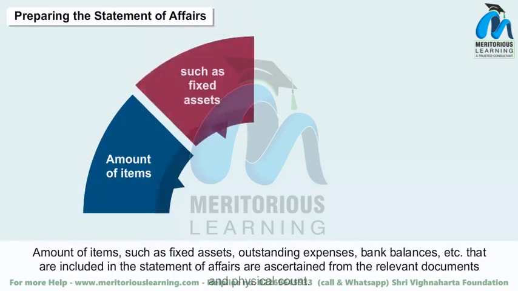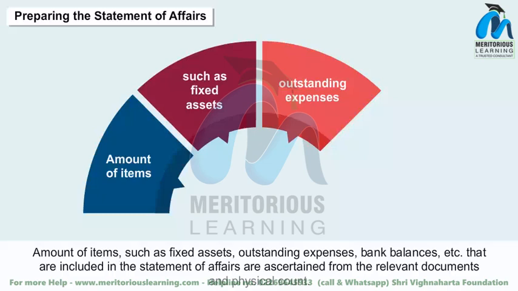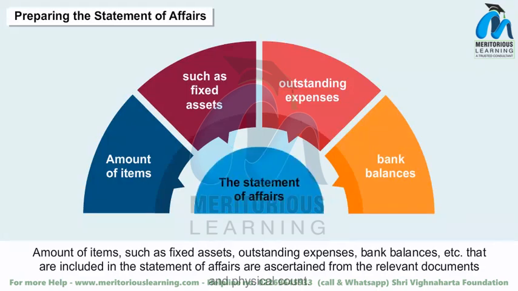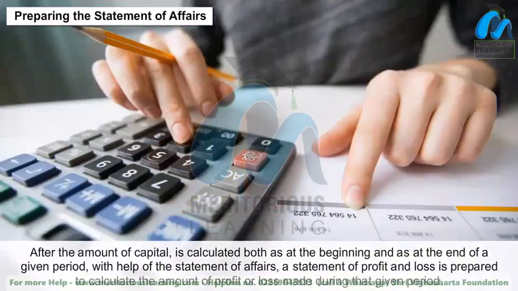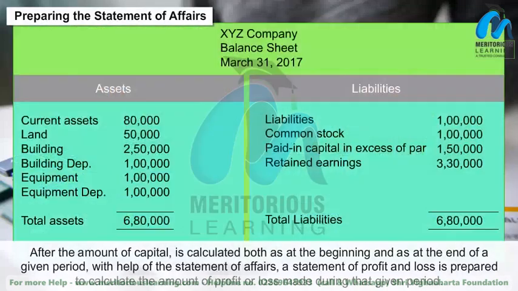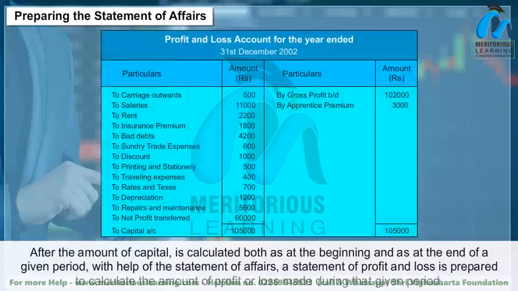Amounts of items such as fixed assets, outstanding expenses, bank balances, etc., that are included in the statement of affairs are ascertained from the relevant documents and physical count. After the amount of capital is calculated, both as at the beginning and as at the end of a given period with the help of statement of affairs, a statement of profit and loss is prepared to calculate the amount of profit or loss made during that given period.